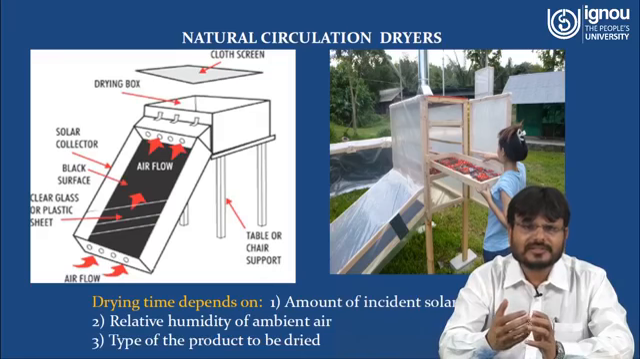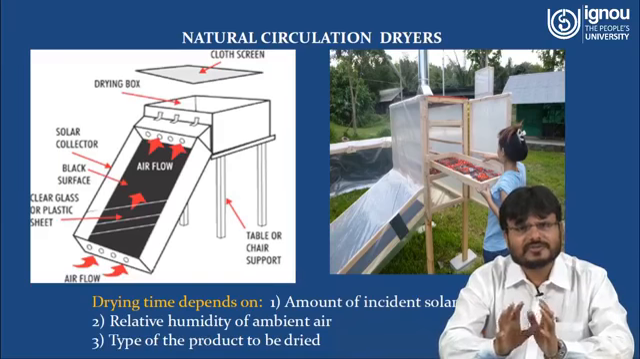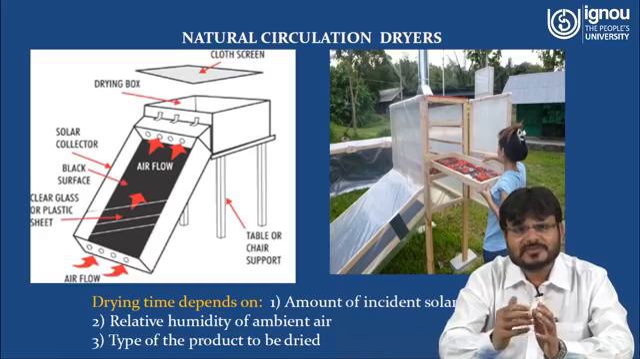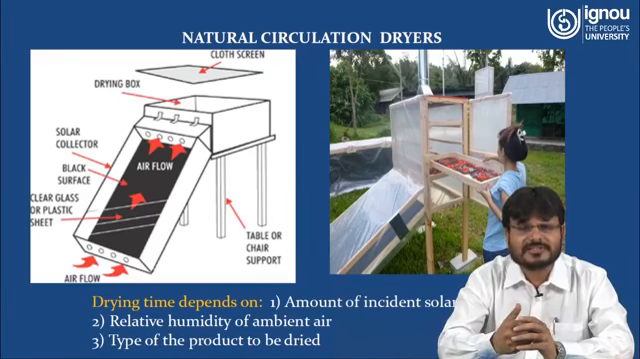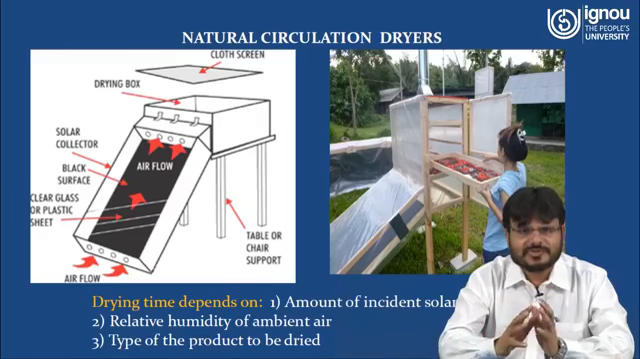So air will flow from the base to the upper part and go into the drying box. In the drying box, crops or chemicals are placed, and this hot air comes in contact with the crop. So the temperature of this drying chamber will increase. If the temperature of this drying chamber increases, evaporation will increase. If evaporation increases, that means moisture will be extracted. So whatever is left is the dried product. So this is the basic principle of the natural circulation dryer.